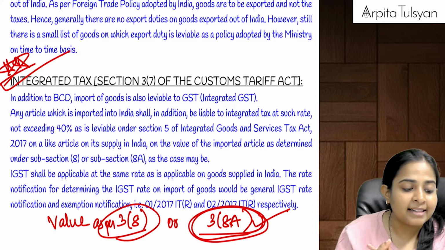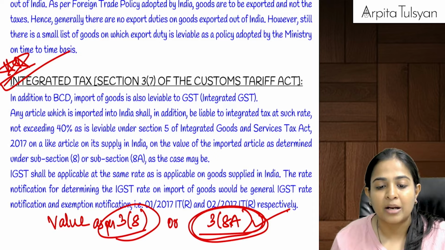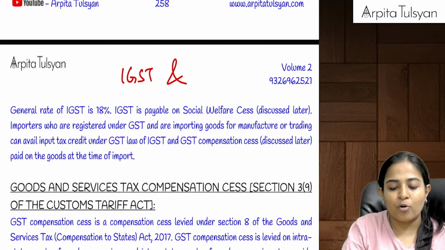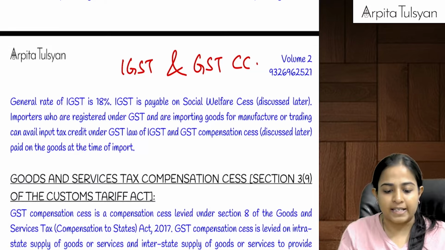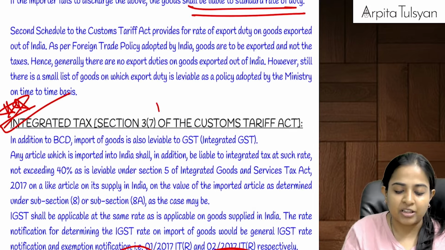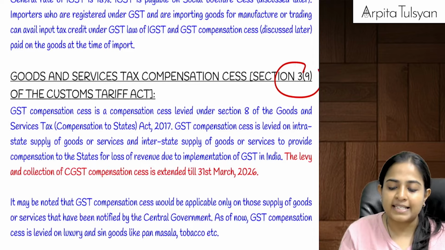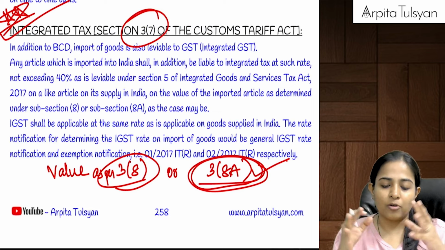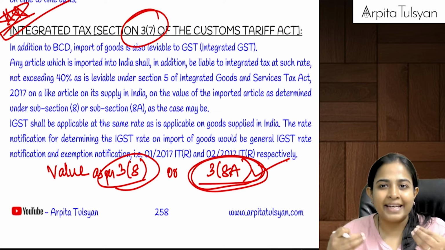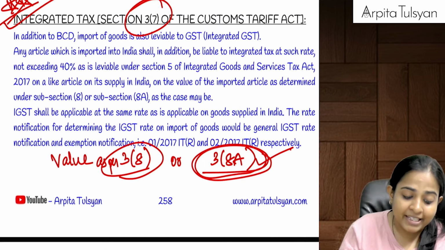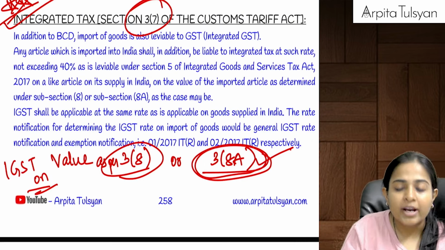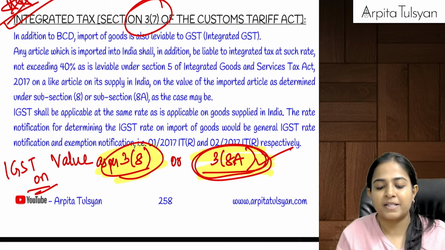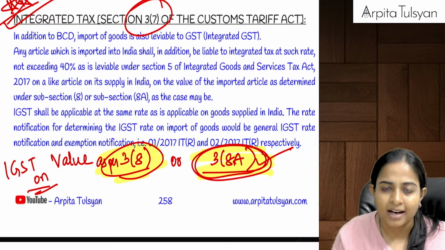Ma'am, can you please tell us how we calculate this value as per section 3.8? Yes. One more thing: along with IGST there is one more tax called GST compensation cess. IGST comes under section 3.7 and GST compensation cess comes under section 3.9. Now listen, I'm taking two things together, just try to understand, because the meaning is the same. IGST is calculated on the value as per section 3.8 or section 3.8a. On that we calculate the IGST.